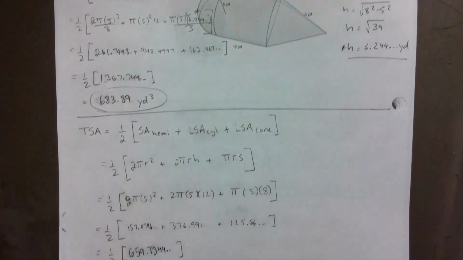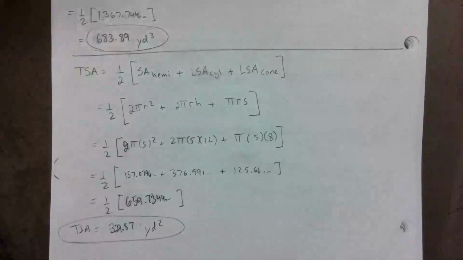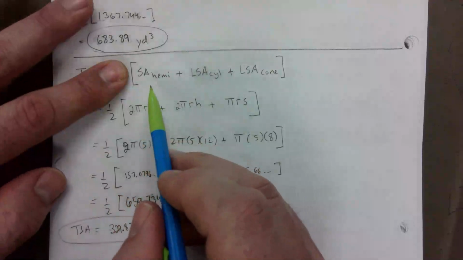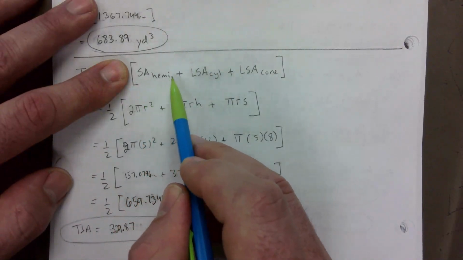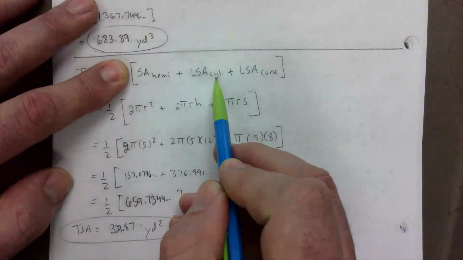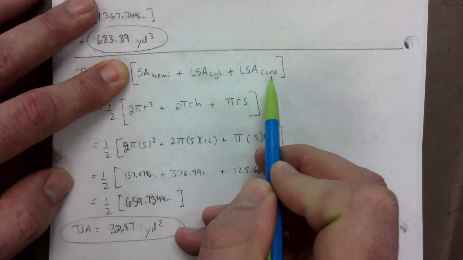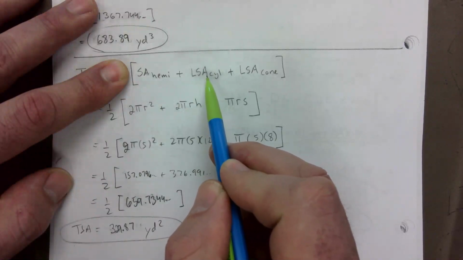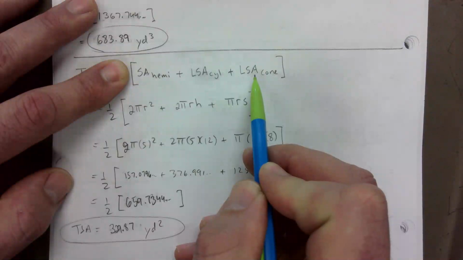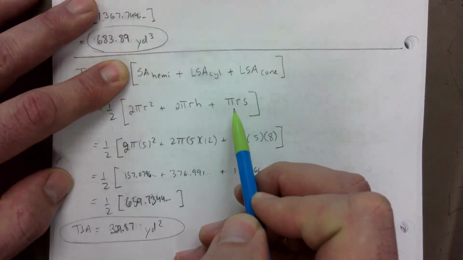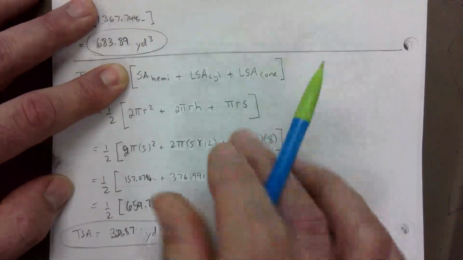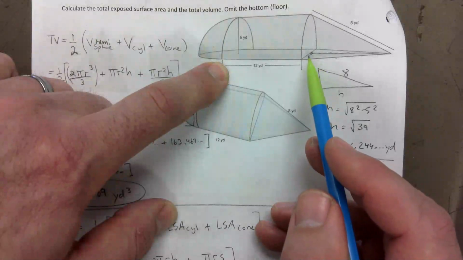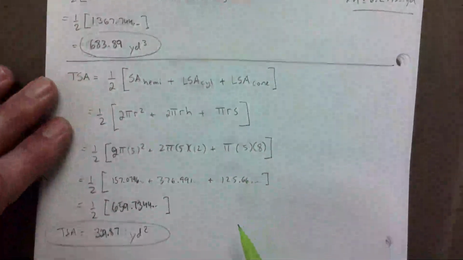And same with the surface area. Okay, so for surface area, again, I'm thinking of half, but I'm going to leave it outside for now. So it's surface area of the hemisphere, lateral surface area of the cylinder, lateral surface area of the cone. We do not want the 2 pi r squared that are involved with the cylinder, and we don't want the pi r squared that would be involved with a cone. We don't want the circles. They're not exposed surfaces, right? So we want to omit them. That's why it's just lateral surface area.